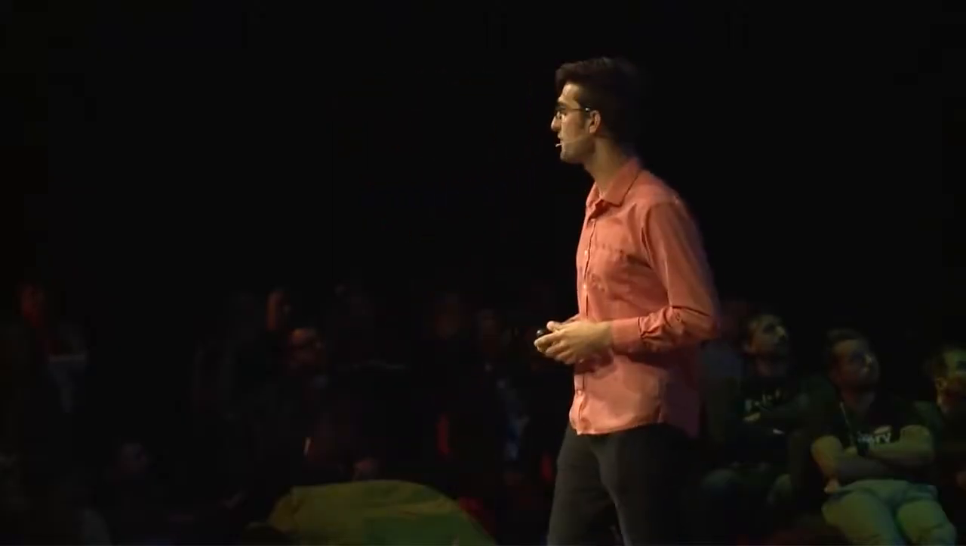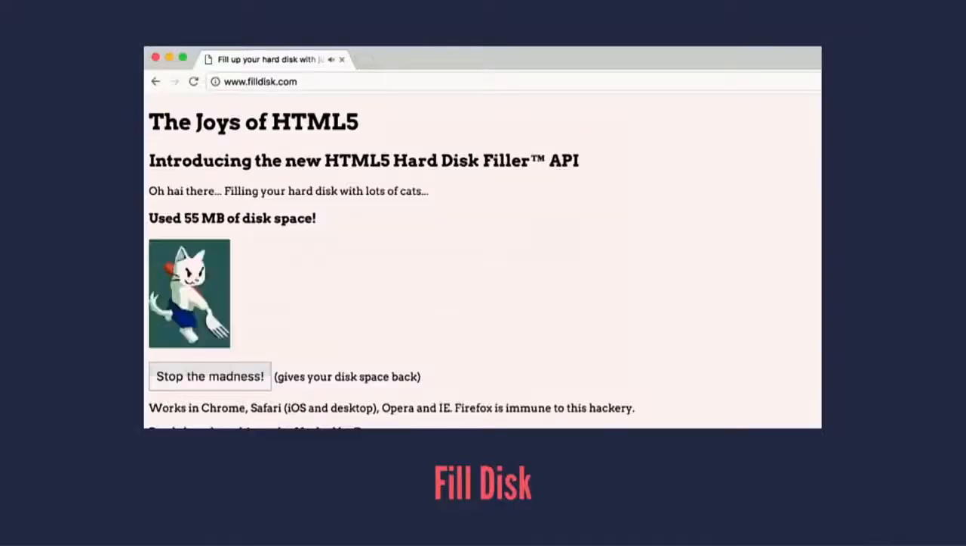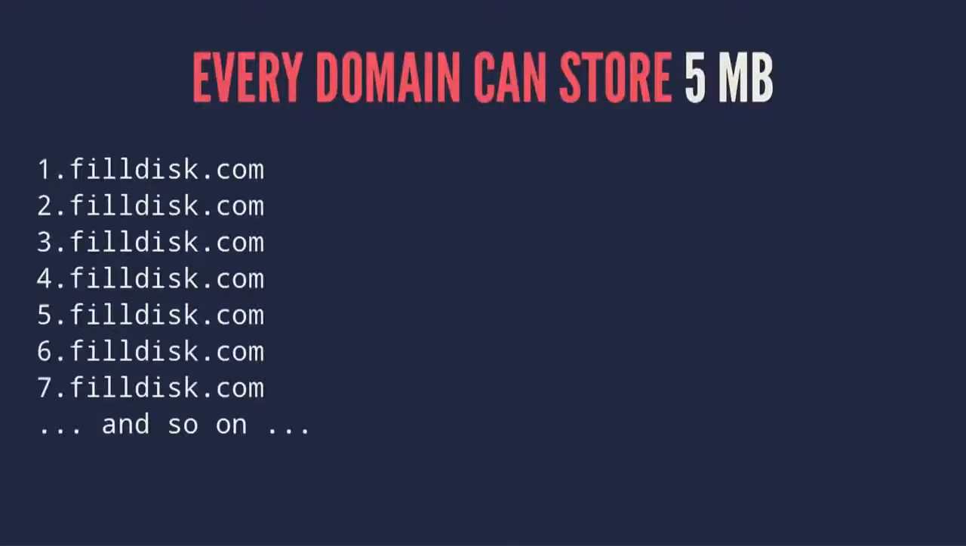So there's another one I did called FillDisk. It's filldisk.com. If you go there, it would start to fill up your hard drive using the local storage API, with cat pictures, no less. It's actually quite simple how this one works. The local storage API gives every domain 5 megabytes to store files. I think it's 10 megabytes in Firefox, but same idea. But it turns out you can create an infinite number of subdomains, and each one of those gets 5 megabytes. So you can just trivially iterate through and fill up their hard drive.